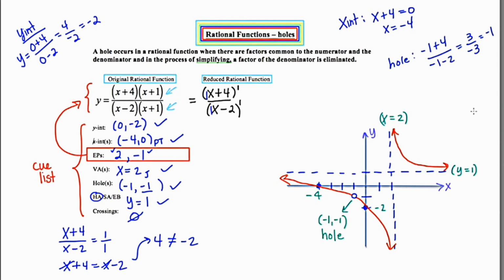And this right here is an awesome graph. A+, get excited to do this on your next quiz.